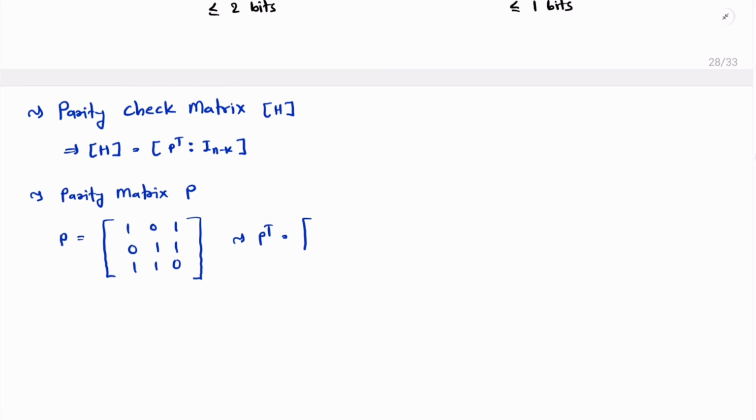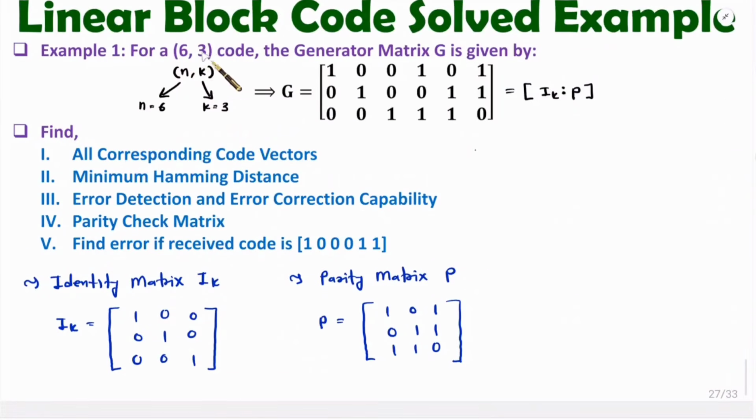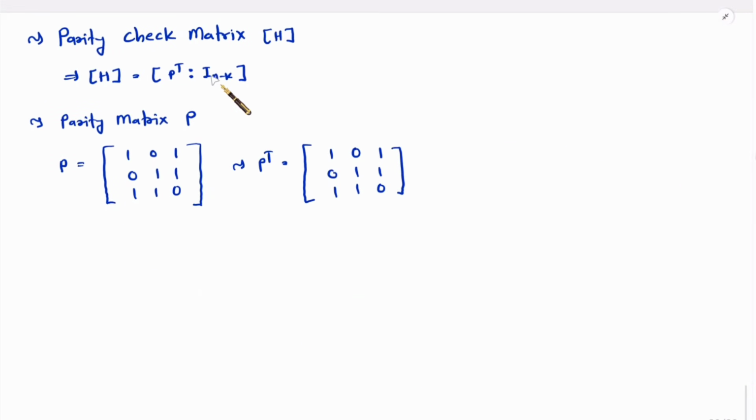See, in P transpose, what we need to do? We need to convert rows into columns. So here we have a row that is 101. Now that should be a column. Here we have the second row that is 011. Now that should be a column. And we have the third row that is 110. That should be the third column. So now we have P transpose, and based on P transpose and I of n minus k, one can have the H matrix. See here, if you observe the question, in the question we have a 6,3 code, right?